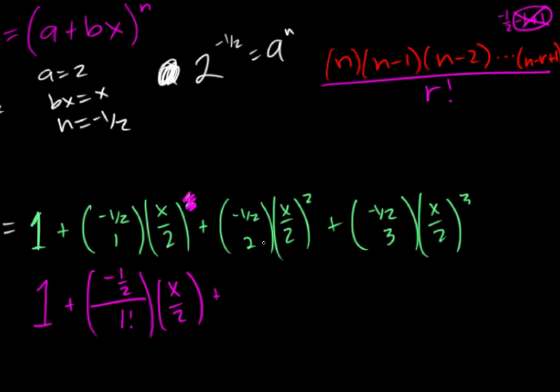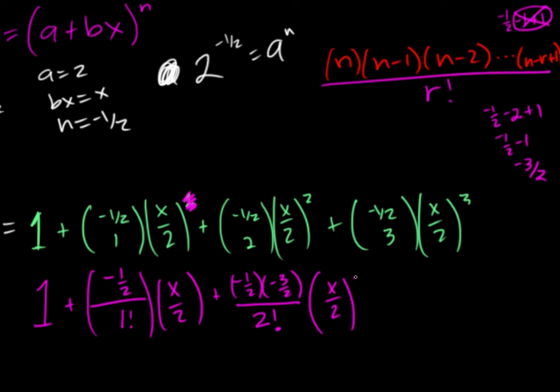Now we're going to figure this one out. So once again, we need to figure out n minus r plus 1. So we're going to say negative 1/2 minus 2 plus 1. That's negative 1/2 minus 1. And so that's negative 3/2. So when we're doing this, it's going to be negative 1/2 times negative 3/2, and that's going to be over r factorial, which is 2 factorial. And then we have x halves squared.